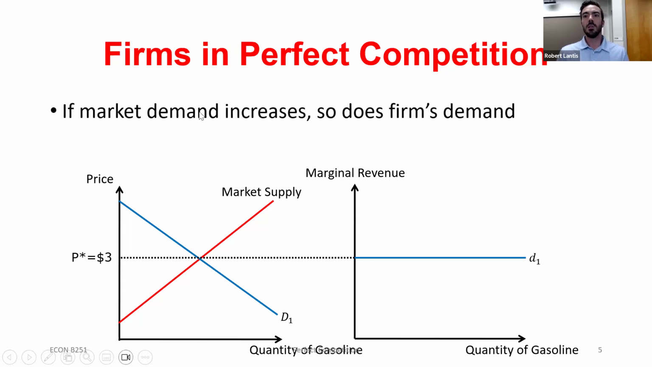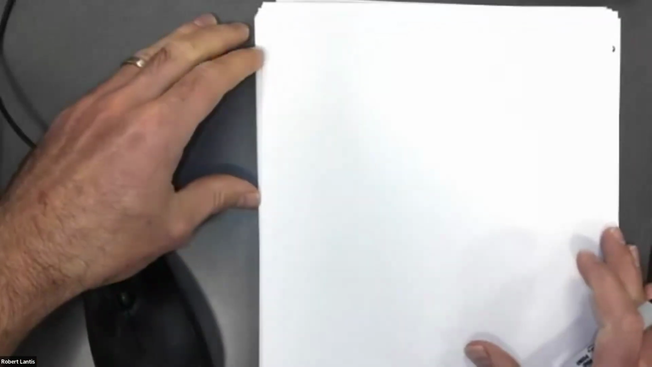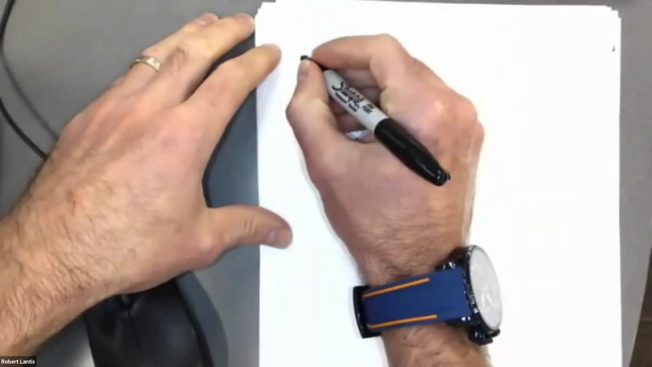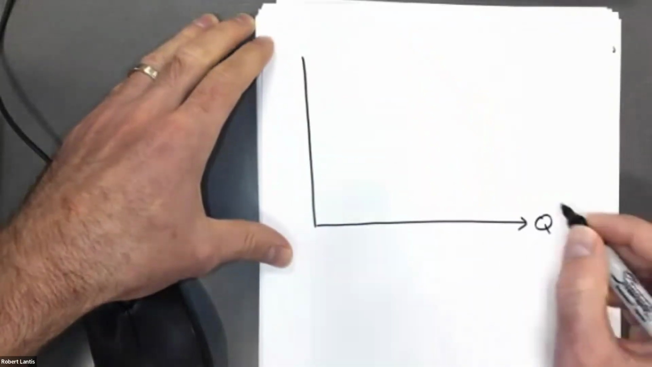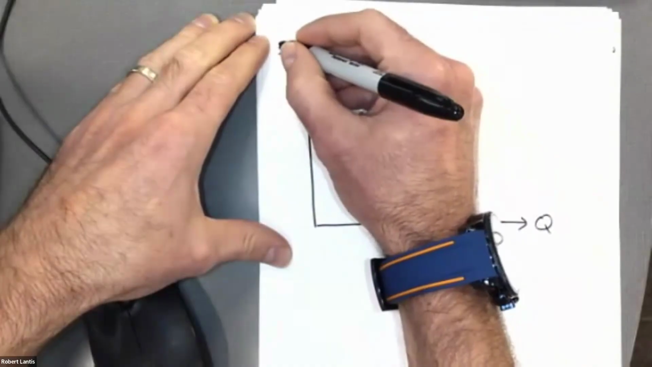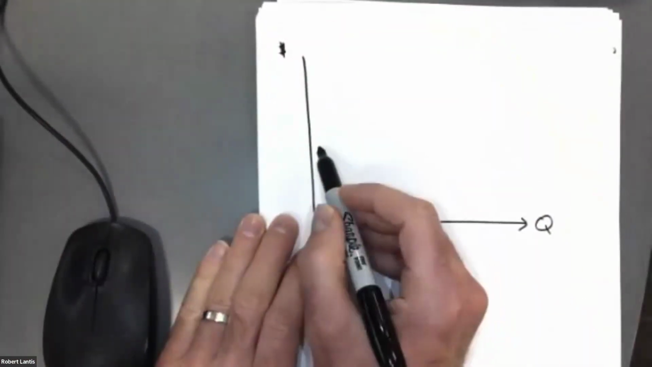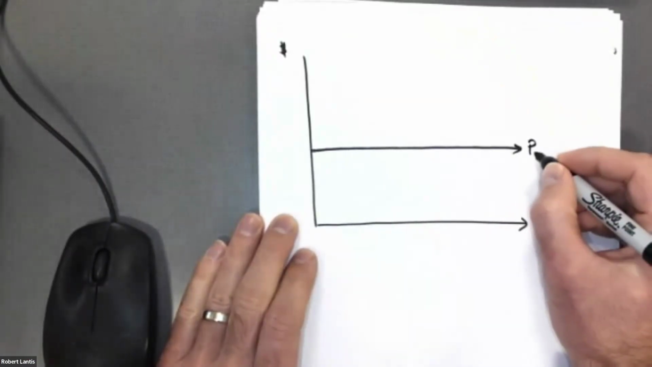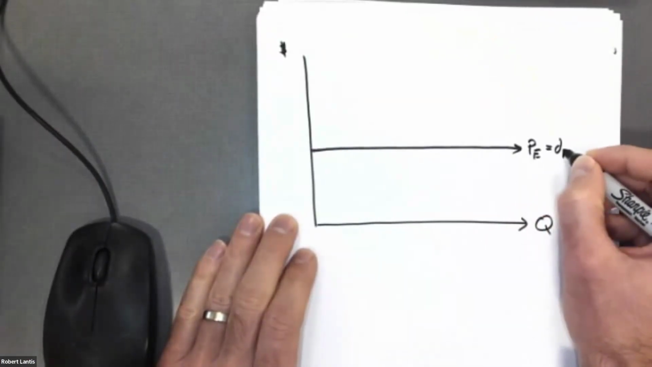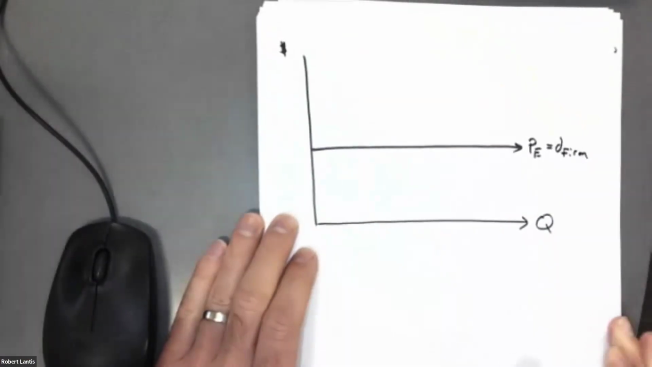Okay. So before we get to a demand increase, I want to be a little bit more specific about the firm's demand curve. So we think about that equilibrium price, and I said that equilibrium price will be the firm's demand curve.